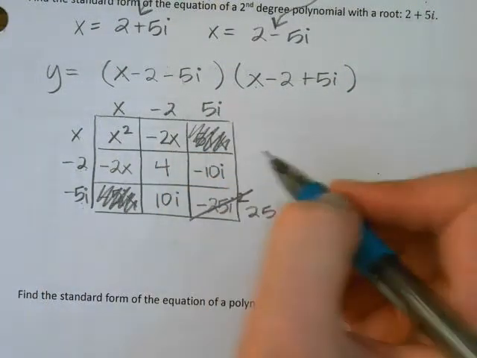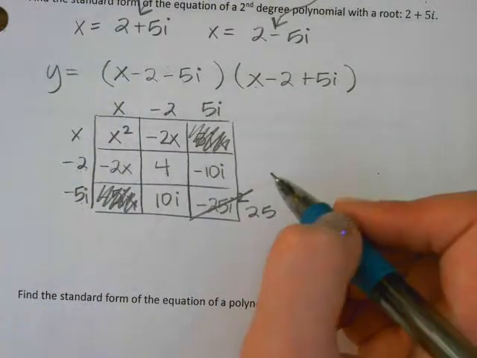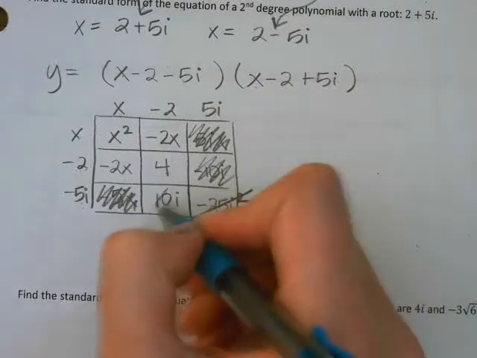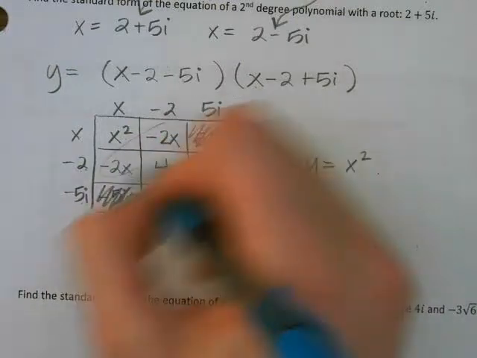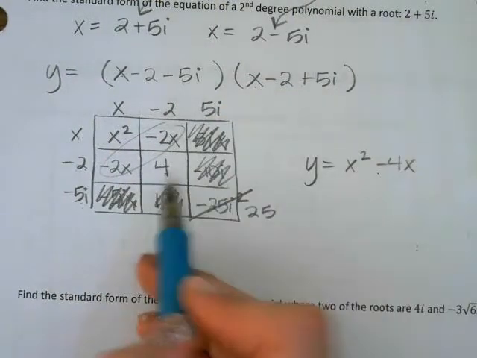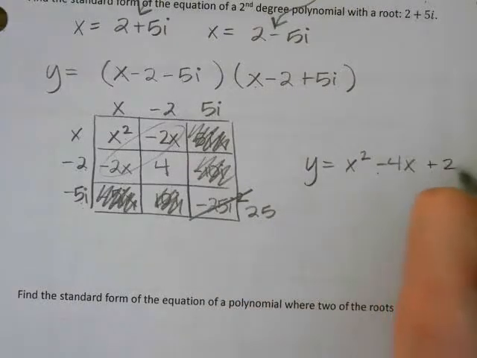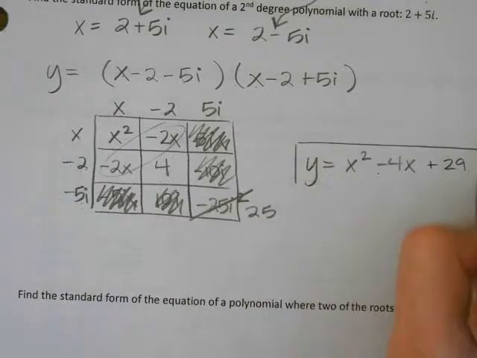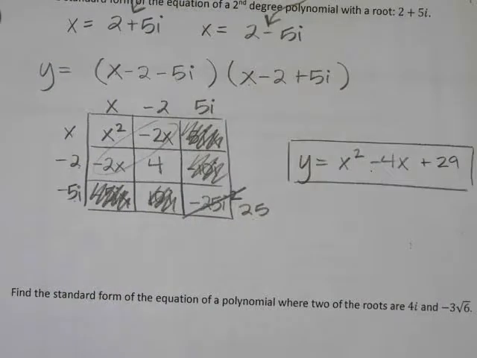x squared minus 4x plus, yeah, 25. Don't forget the 4. And then the 10i and the negative 10i cancel, right? So we get y equals x squared minus 4x, and then we have a 4 right here and a 25 right there. Plus 29. All right. So even though it looked messy to start with, we still had a nice answer at the end. And that will happen every single time.